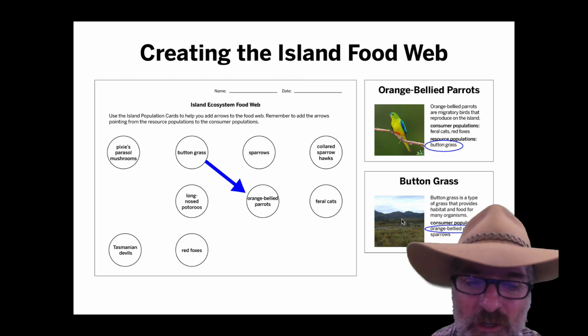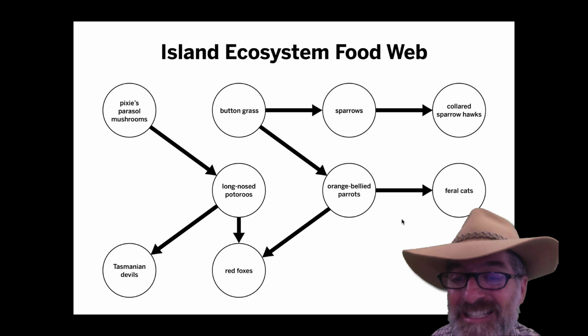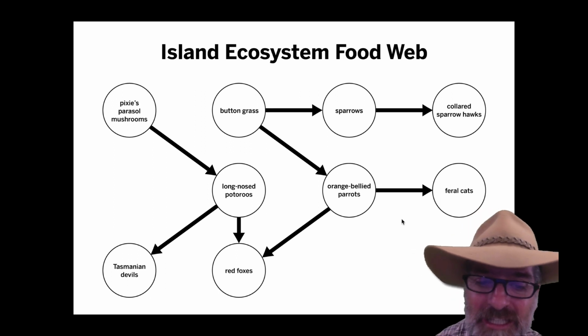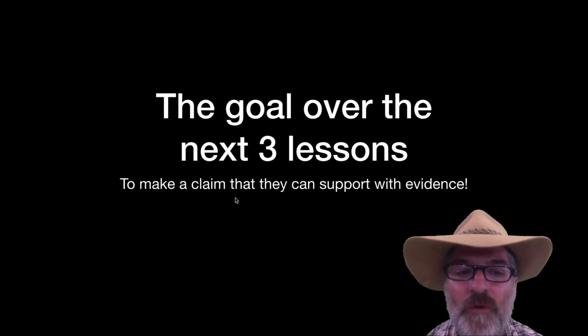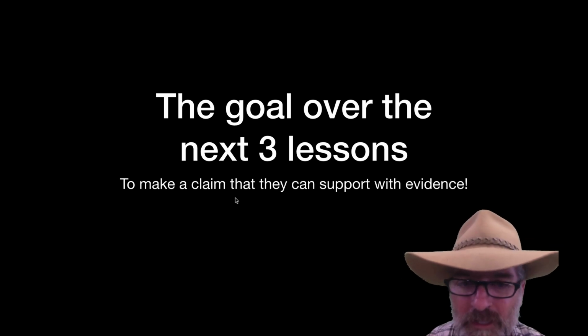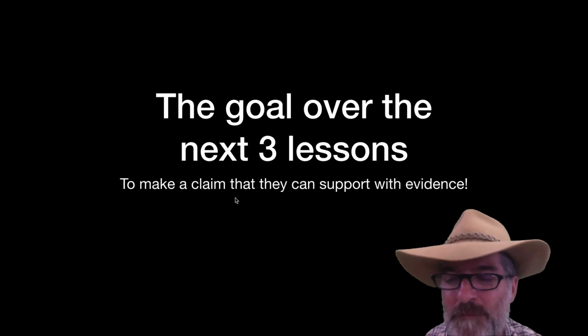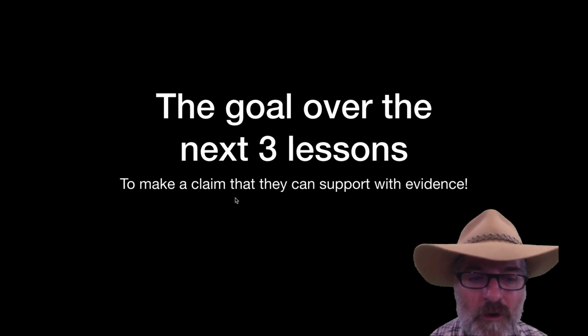All right. Hopefully that went really well, and you have something that looks like this. So go ahead and check what is eating what. Now, the goal over the next 3 lessons. This is lesson 4.1. You've got 4.2 and 4.3 that Mrs. DeMeyer is going to cover, and then we're going to wrap it up with lesson 4.4 with our assessment.